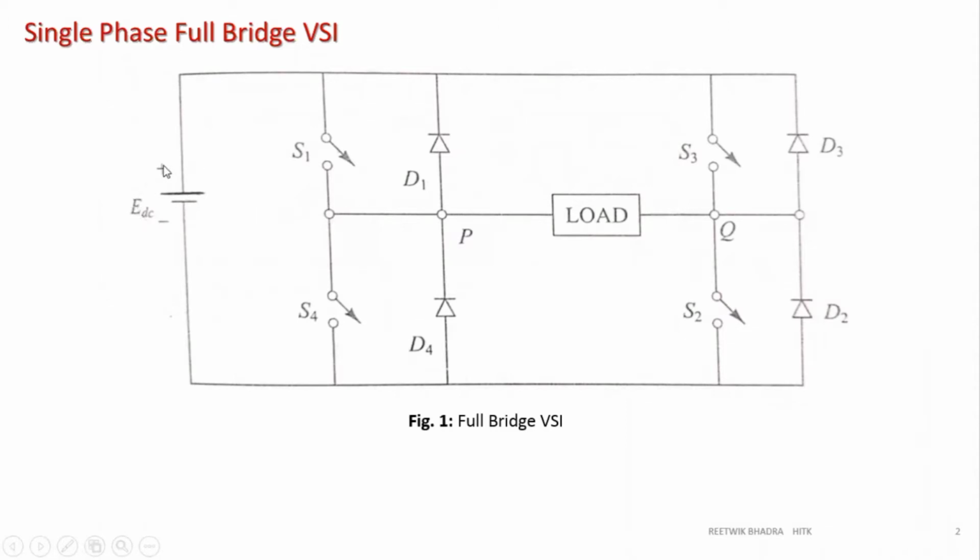So this is my one voltage source E DC, with positive terminal and negative terminal over here. Four switches are there: S1, S2, S3, S4. Four diodes: D1, D2, D3, D4. Corresponding to S1 will be D1. This circuit, if you recall, is the same as your class E chopper. Class E chopper is nothing but your full bridge converter. Only the modes of operation are different.